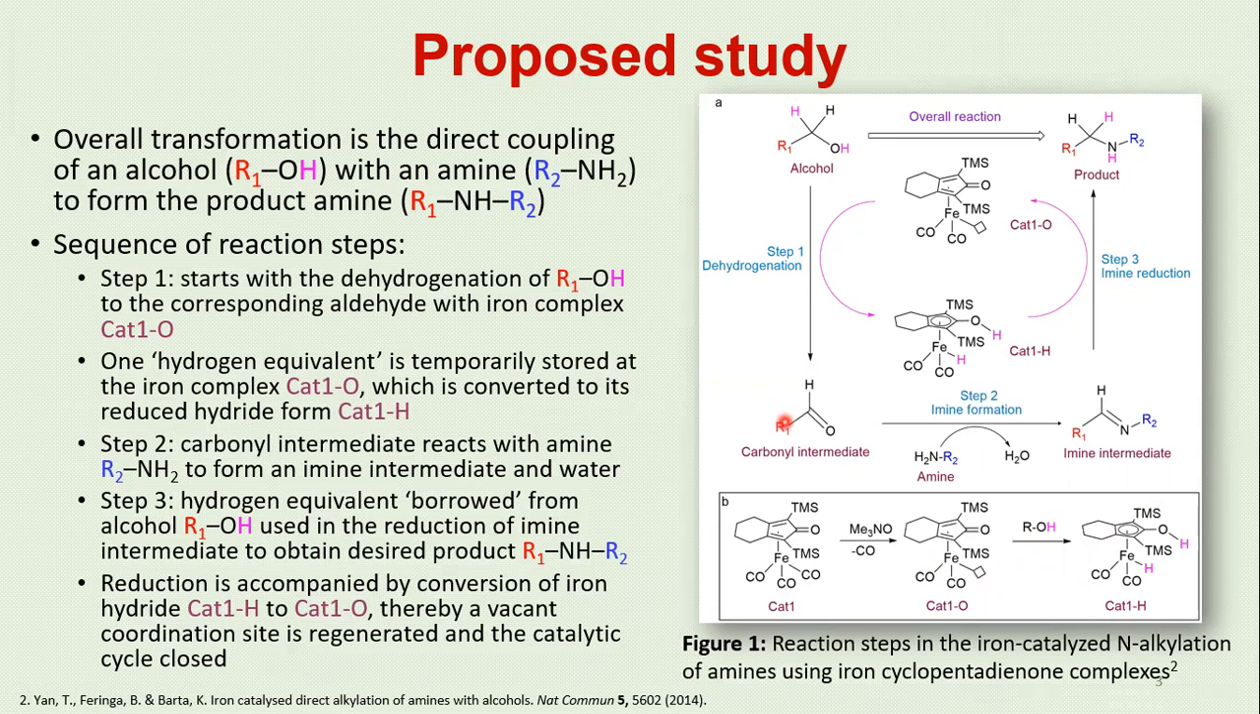In step 2, the carbonyl intermediate reacts with the amine to form an imine intermediate and water. In step 3, the borrowed hydrogen from the alcohol is used in the reduction of the imine intermediate to give the desired amine product. In the reduction step, iron hydride catalyst 1 hydrogen is converted back to catalyst 1 oxygen. The vacant coordination site is regenerated and the catalytic cycle closed.